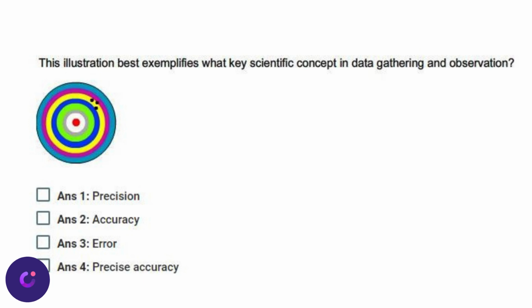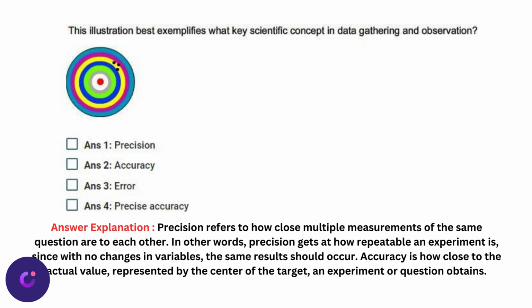Question number 1. This illustration best exemplifies what key scientific concept in data gathering and observation? Precision refers to how close multiple measurements of the same question are to each other. In other words, precision gets at how repeatable an experiment is, since with no changes in variables, the same results should occur.